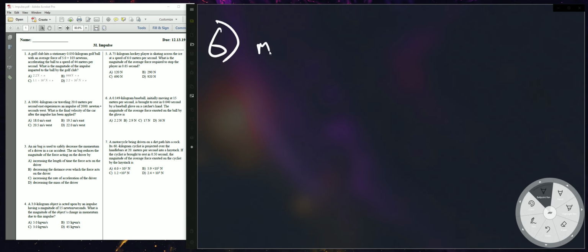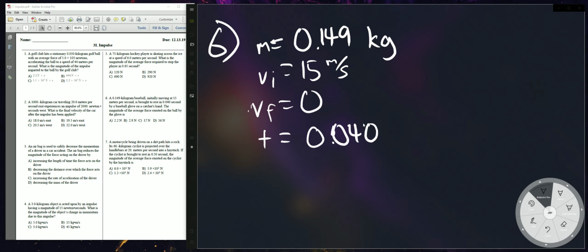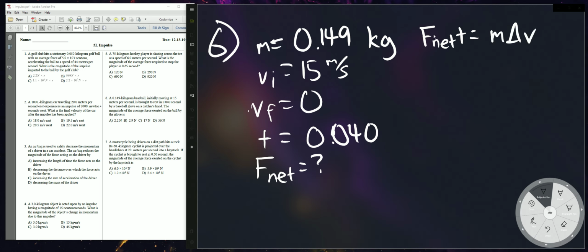A 0.49 kg baseball, initially moving at 15 meters per second, was brought to rest in 0.040 seconds. And they want to know what F net is. So they want to use the same exact formula, m delta V. And if you're unsure about how I got to this point, watch the previous examples.